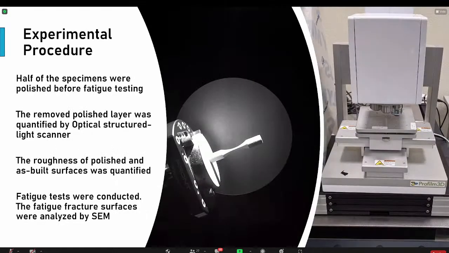So because we are testing the surface roughness influence, we polished half of the manufactured specimens to a mirror-like surface, and we quantified the removed layer by an optical light scanner before and after the polishing treatment. We also quantified the surface roughness by interferometer, and only after all these analyses, we then conducted the fatigue tests.